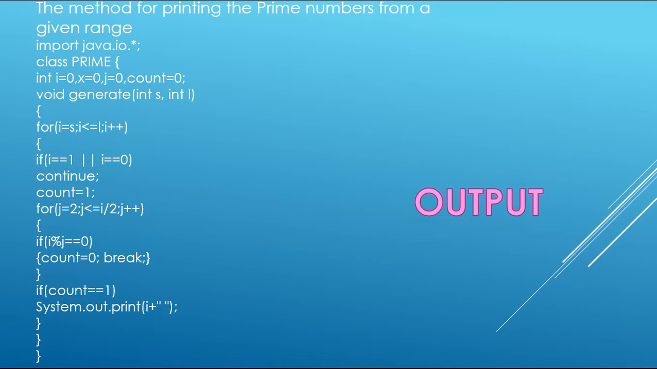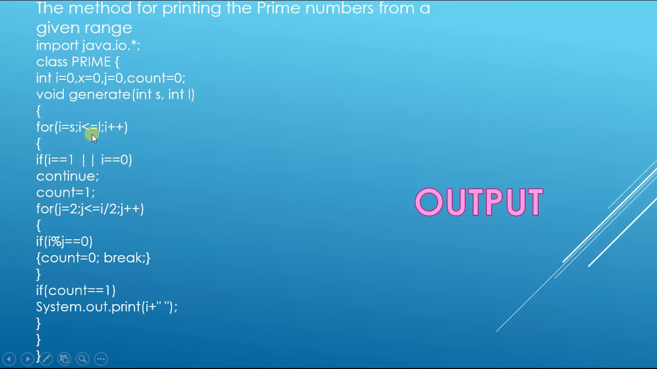So over here we go, void generate is the particular function, where there are parameters int s, comma, int l. So s is the starting range and l is the last range. Now, when the range is given, we use the for loop from i, which is the first number, and i less than or equal to l, the last number, which is taken as input from the parameters of the generate function.